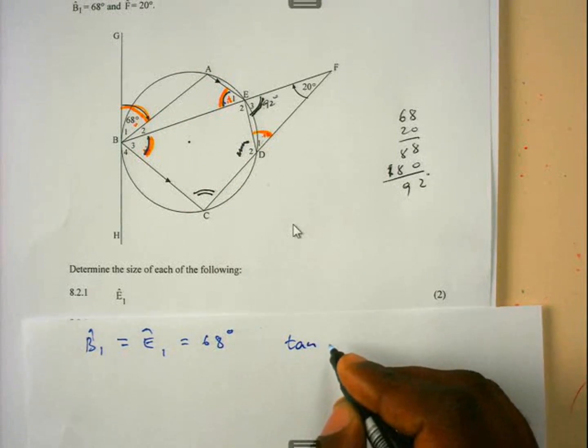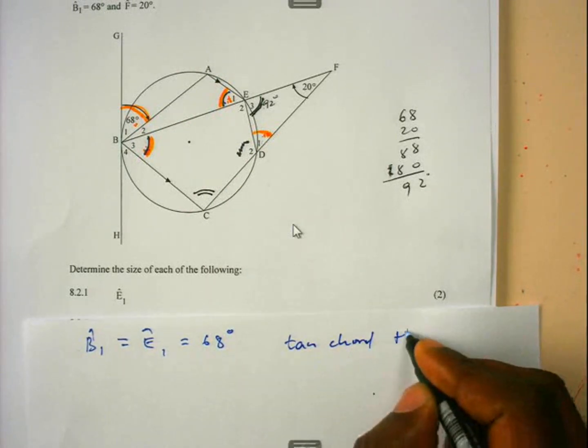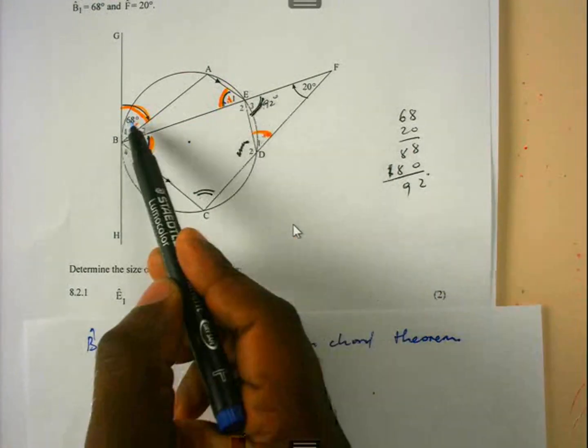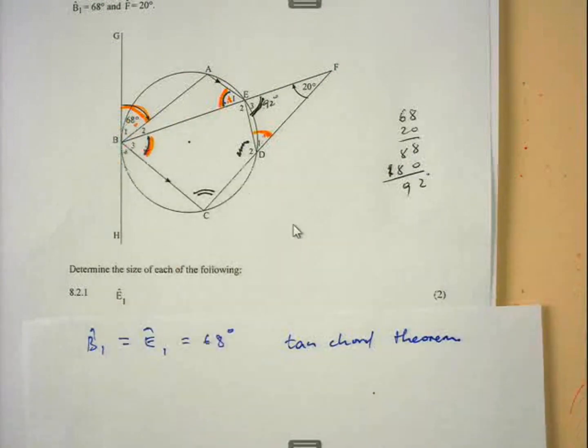The tan-chord theorem. Remember the reasons that are given on that examination guideline. We must write tan-chord theorem, not tan-chord. The colors already assist us. E1 is equal to B1 and B1 is equal to 68 degrees. I'm sure that answers the first part.